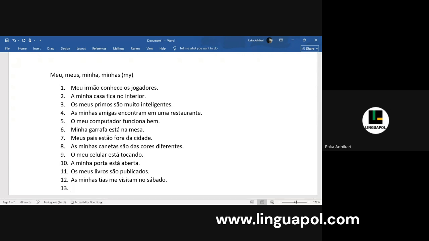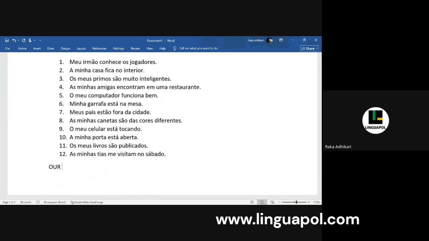So after my, we will read our. Ours means हम सबका, ना? Our के लिए हमारे पास again 4 possessive pronouns है. We have 4 possessive pronouns. Nosso, nossa, nossos, and nossas. Let us see examples.